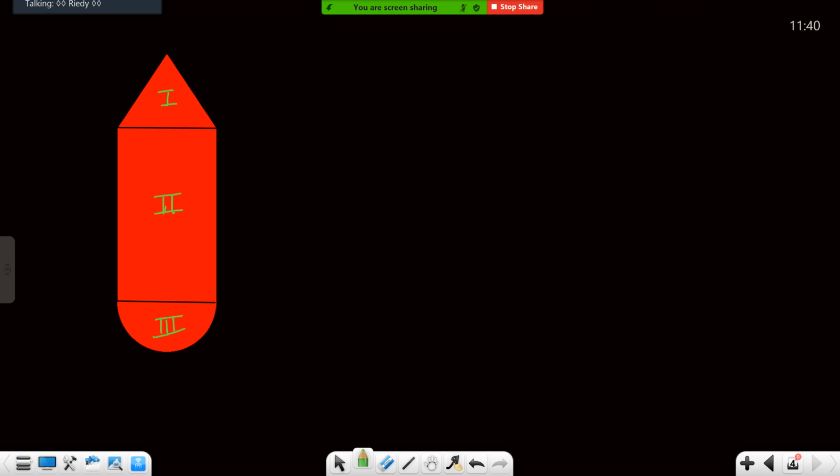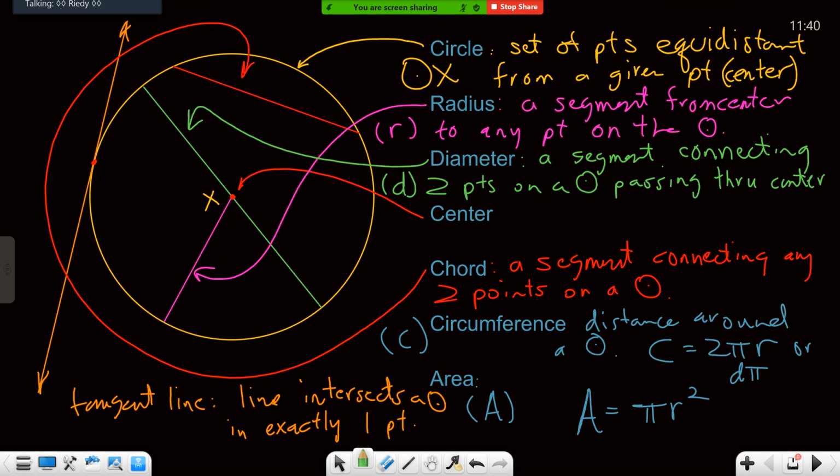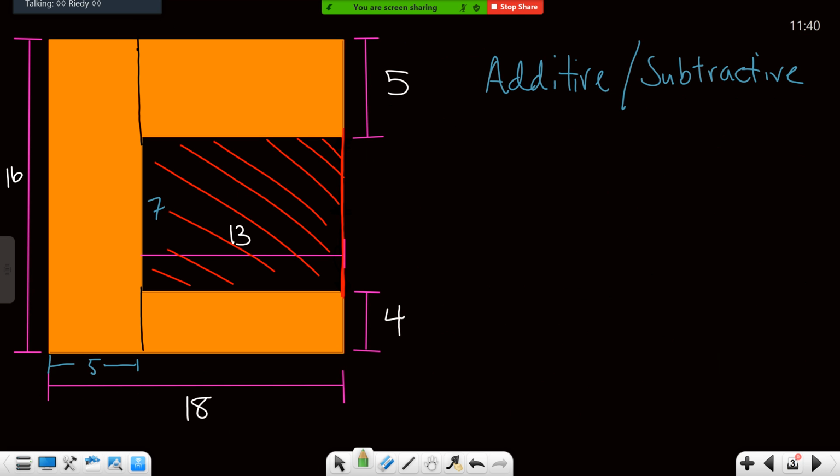Any questions? Okay, so the homework for tonight is split into two major parts. One is all this stuff: identifying parts of a circle, finding the area of a circle, finding the circumference of a circle, working with circles. Now, there's a lot of other components to the circle we haven't talked about, like arcs and sectors and segments and all this other stuff. But for now, this is a good start. The second half of the homework is going to be problems involving area, either additive or subtractive problems. Okay? Questions?